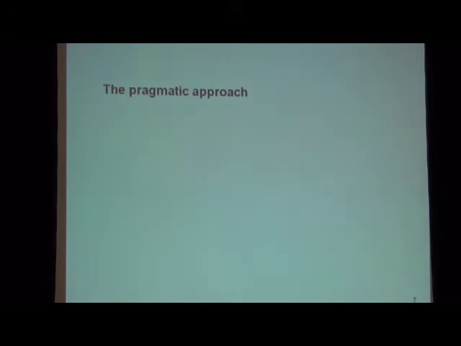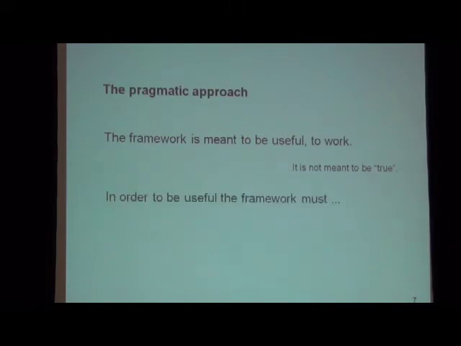So the pragmatic approach will work as follows. The framework is meant to be useful, to work. It is not meant to be true. This is deep, right? If you want to build something, the goal is not to build something that's true. It's to build something that works. It's a completely different problem. But in order to be useful, the framework must do certain things. For example, it is absolutely crucial that it be of universal applicability. This is difficult now, and there is a reason why. If we want a framework for handling incomplete information, the framework has to be of universal applicability.